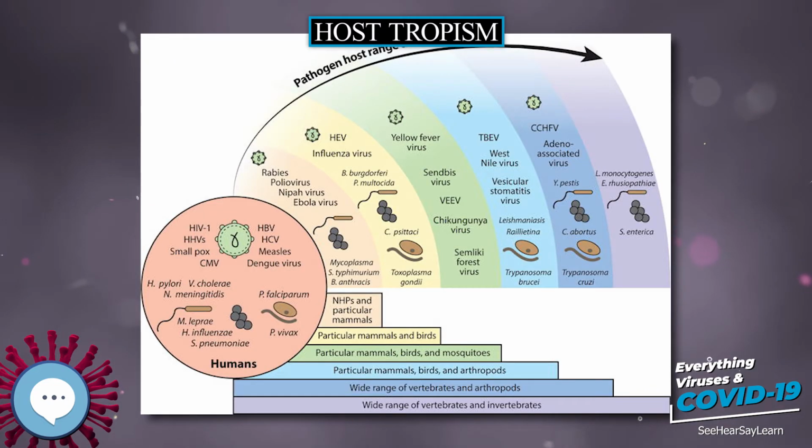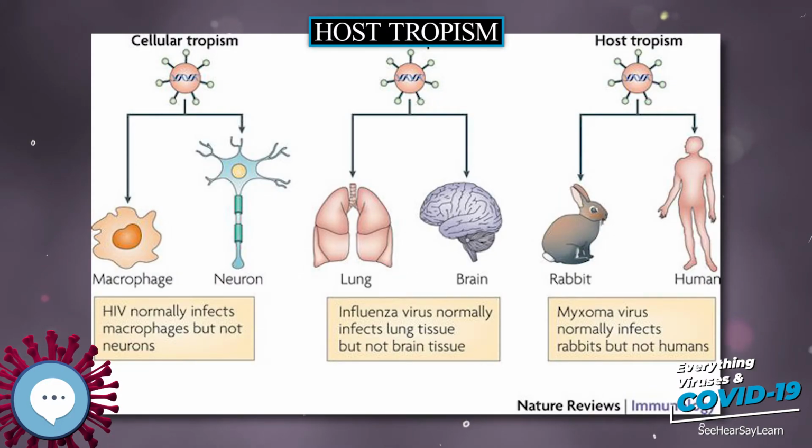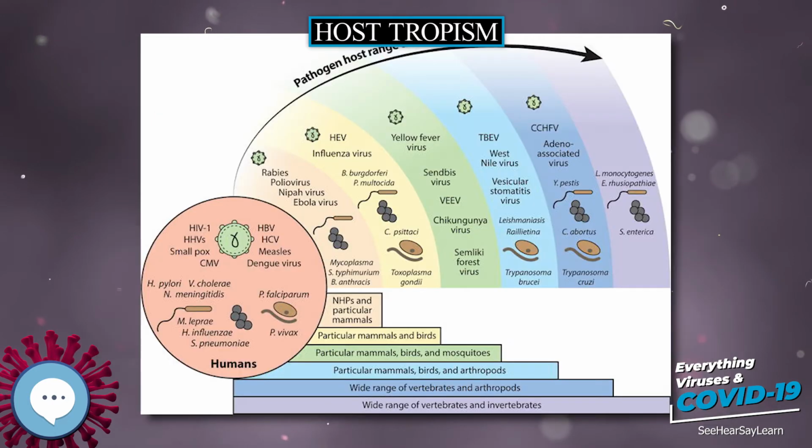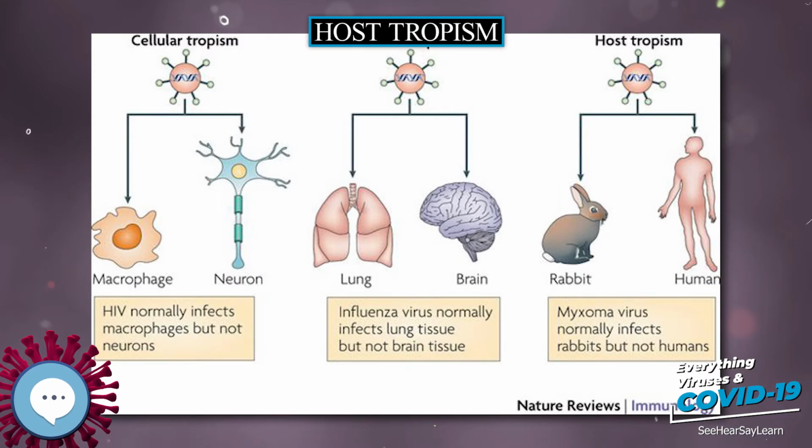For instance, pathogens that are able to infect a wide range of hosts and tissues are said to be amphitropic. Ecotropic pathogens, on the other hand, are only capable of infecting a narrow range of hosts and host tissue. Knowledge of a pathogen's host specificity allows professionals in the research and medical industries to model pathogenesis and develop vaccines, medication, and preventative measures to fight against infection.